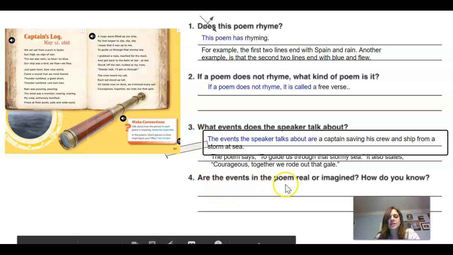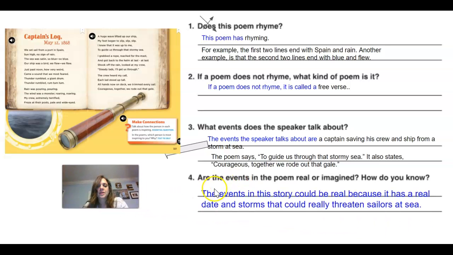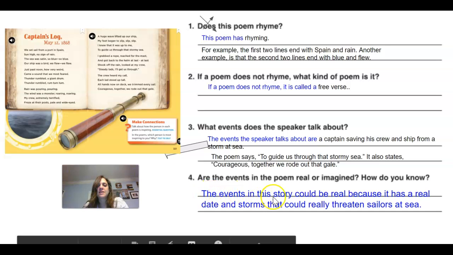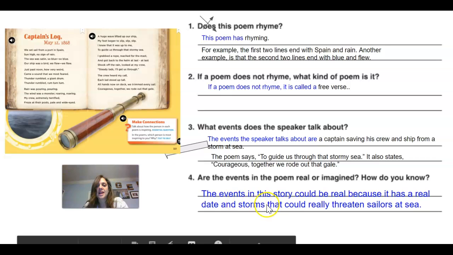Number 4, are the events in the poem real or imagined? How do you know? All right, we are restating: the events in the story could be real because it has a real date and storms that could really threaten sailors at sea. How do you know? That's the 2 pieces of text evidence.